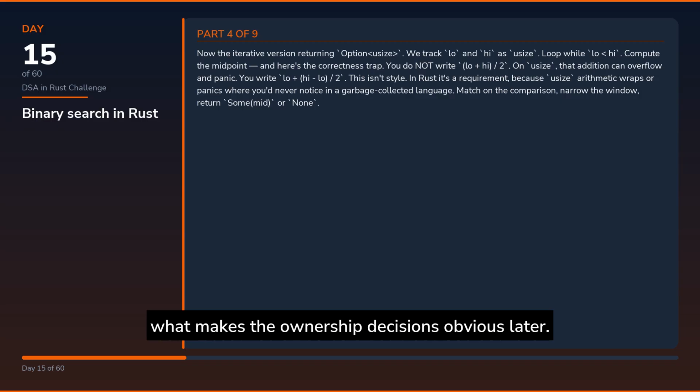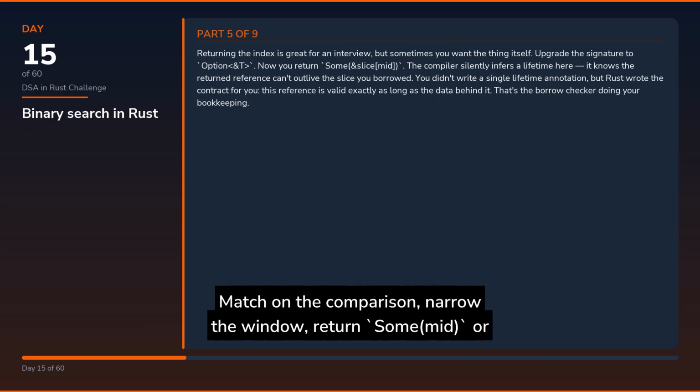Returning the index is great for an interview, but sometimes you want the thing itself. Upgrade the signature to Option<&T>. Now you return Some(&slice[mid]). The compiler silently infers a lifetime here. It knows the returned reference can't outlive the slice you borrowed. You didn't write a single lifetime annotation, but Rust wrote the contract for you. This reference is valid exactly as long as the data behind it. That's the borrow checker doing your bookkeeping.